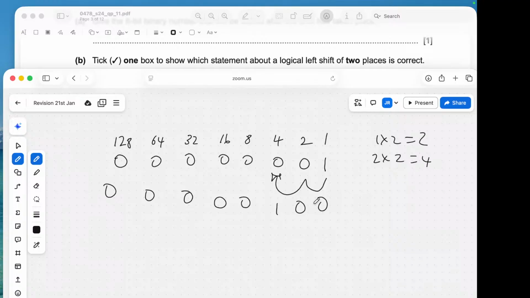And then they might say, what happens if you do it the other way? Well, it's always divide. So this way you are multiplying if you're going left. And this way you are dividing, or multiplying by 2 and dividing by 2 if you're going the right hand side.